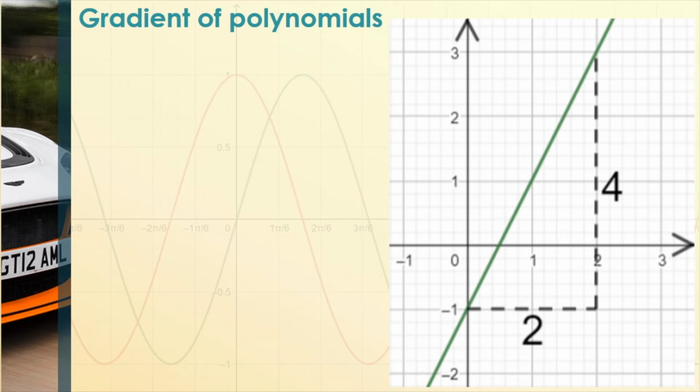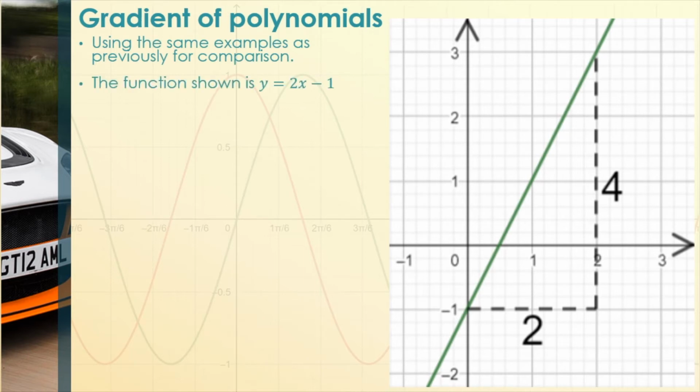We're now going to look at some examples of functions from the previous lesson. The function that we have here, the line, is y is equal to 2x minus 1. We've already established from the previous lesson how to find the gradient of a line. We take 2 points and divide the change in y, which is 4, by the change in x, which is 2. That gives us a gradient of 2. So when we differentiate, we should be looking to see that we get the same answer.